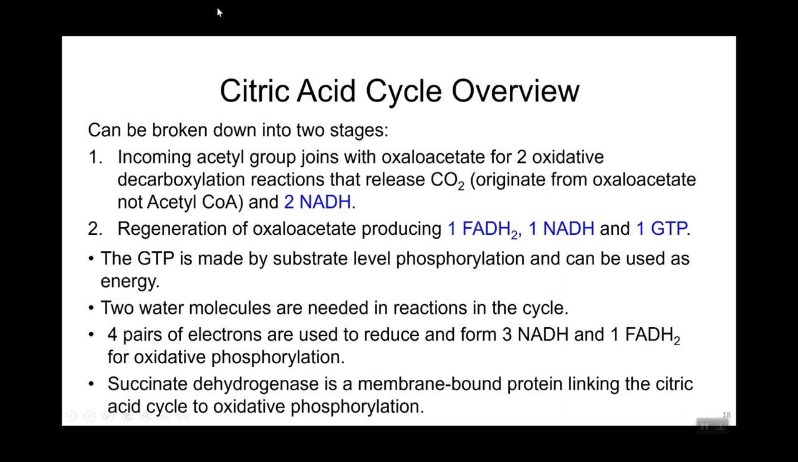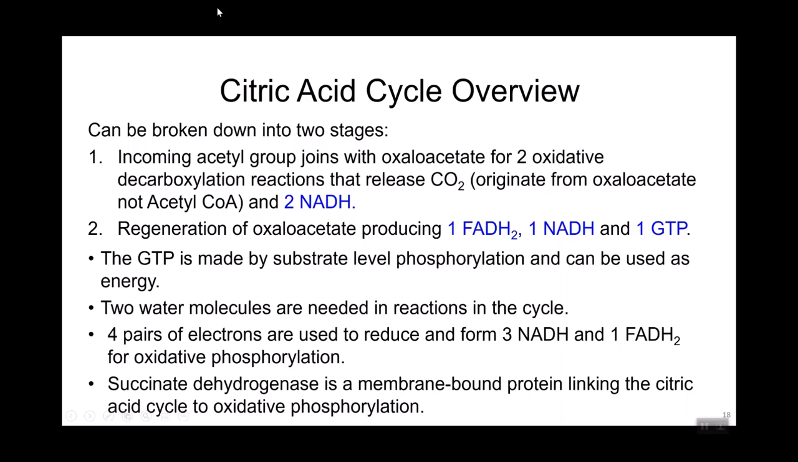When this GTP is made, we consider this substrate level phosphorylation because it's made from GDP plus an inorganic phosphate, and it can also be used as an energy molecule. So remember, those nucleotides are equivalent in terms of energy, so it could be used in reactions, or it can pass its phosphate onto other diphosphonucleotides. The net reaction will require 2 water molecules as substrates, and then the 4 reduced electron carriers, 3 NADHs and 1 FADH2, will then be used in oxidative phosphorylation to make more energy.